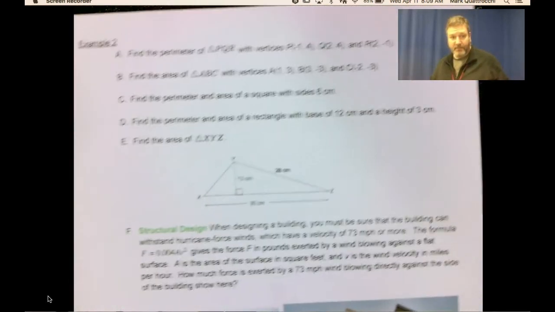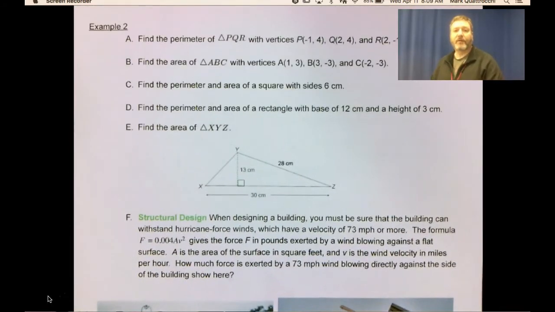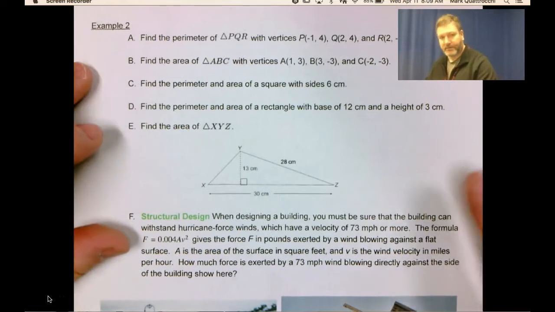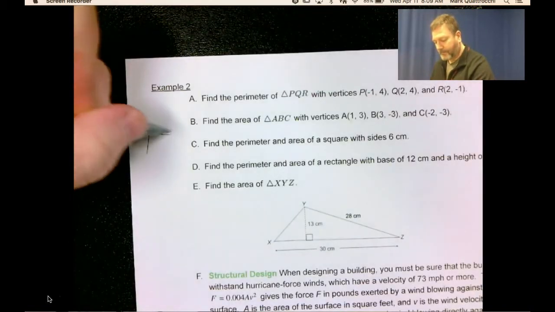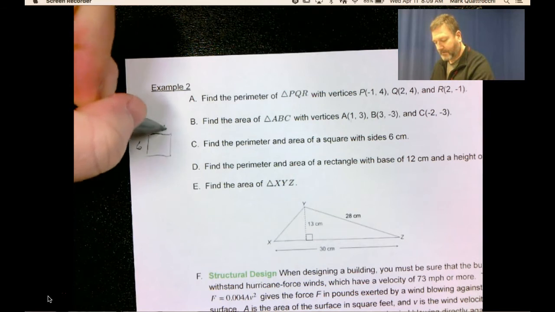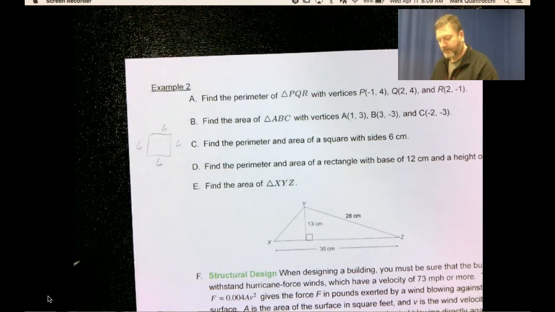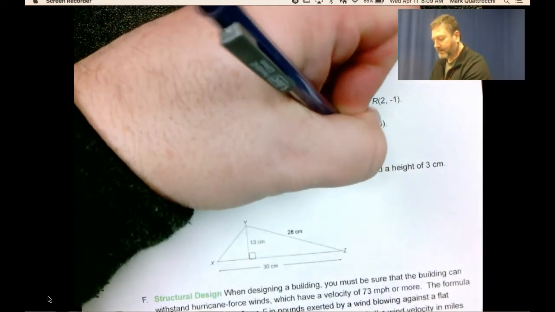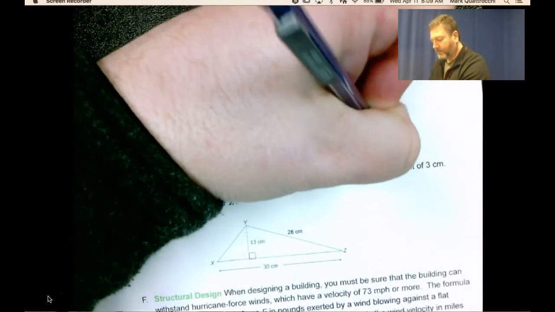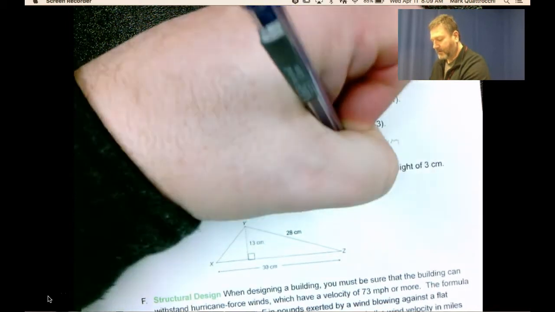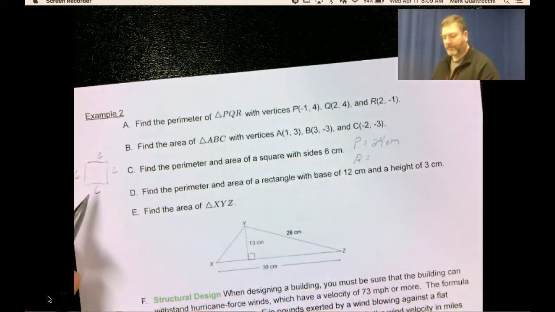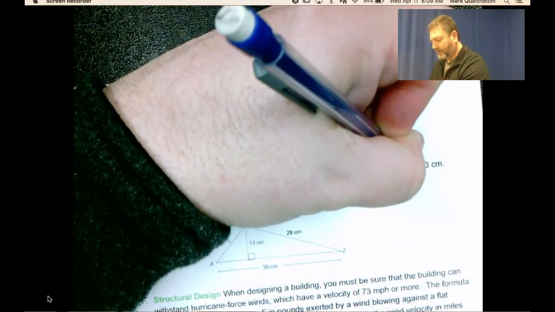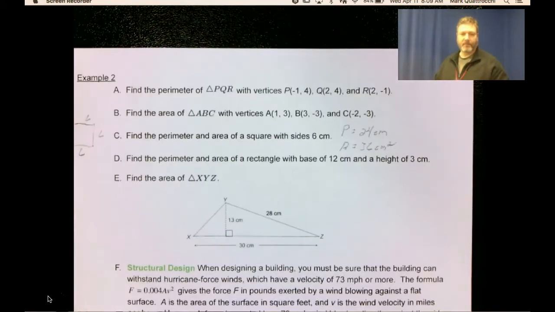Part C. Find the perimeter and area of a square with sides 6 centimeters. This one I can do over here. 6, 6, 6, 6. Perimeter is 4 times 6, so perimeter equals 24 centimeters. Area is 6 times 6, or 6 squared, 36 square centimeters.